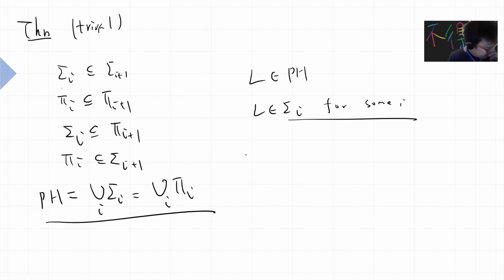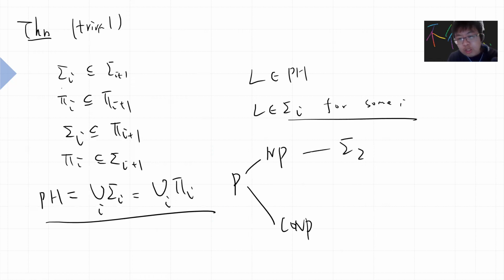Okay, that's it. And so one can draw a diagram, as is usual in computer science, so we go with P, then NP and co-NP, and then this is sigma 2. When I use a dotted line, it means that NP is a subset of sigma 2 and also a subset of pi 2. You do this.